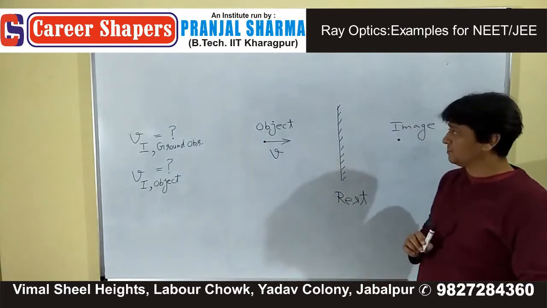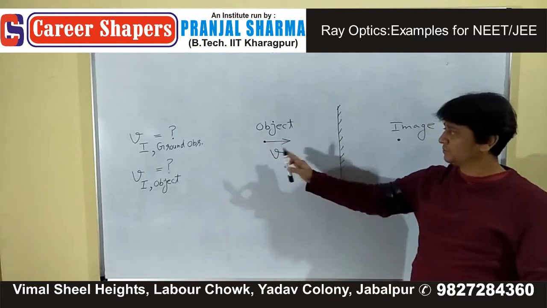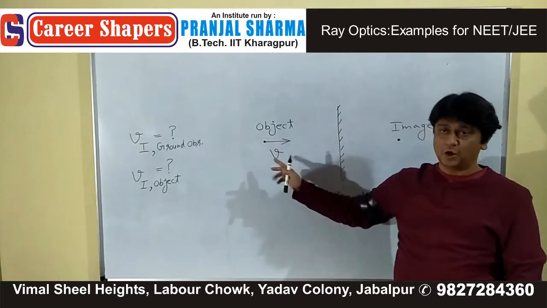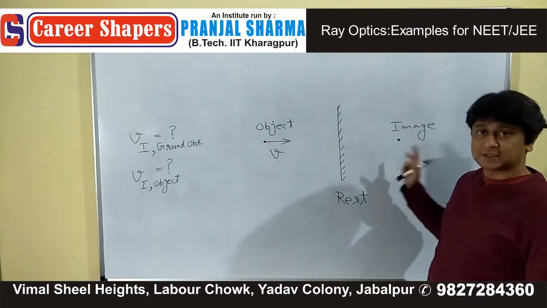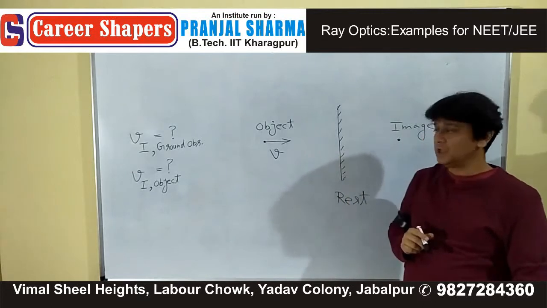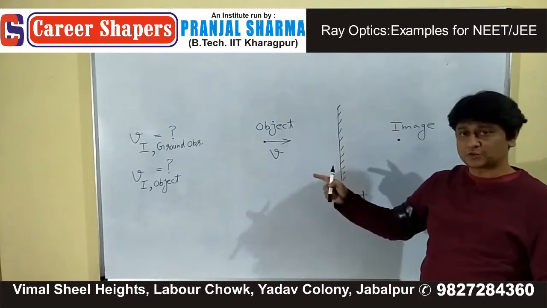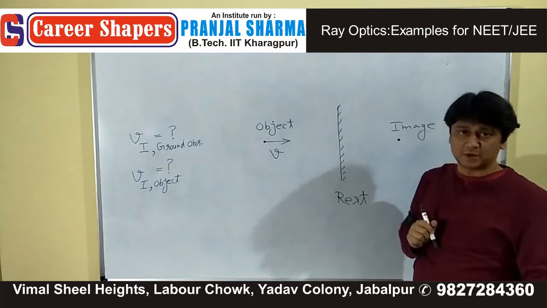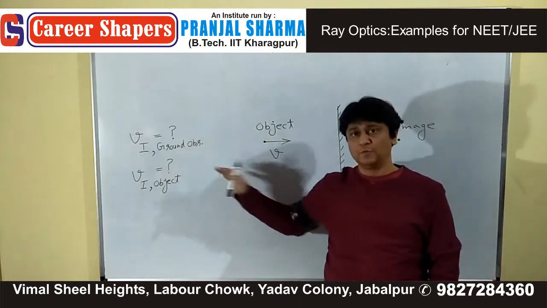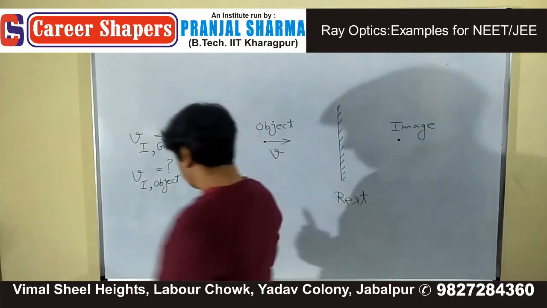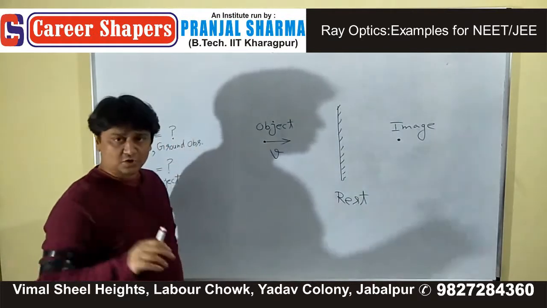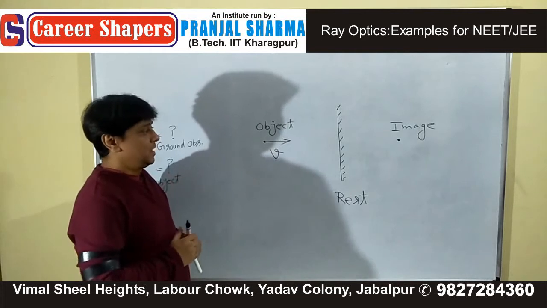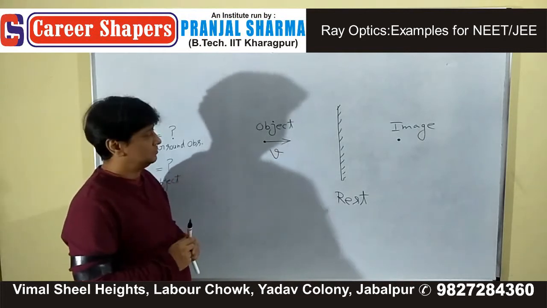What I'm asking you is that, suppose you are standing in front of this mirror. If you are standing in front of the mirror, what is the velocity of your image as seen by a ground observer? And the second part, what is the velocity of your image which you yourself see in this mirror? These are the two things we need to find. You can pause the video and try to attempt this question and then come back and see the solution.